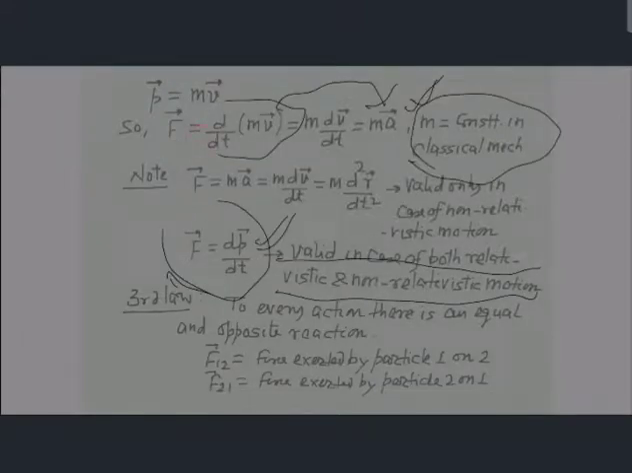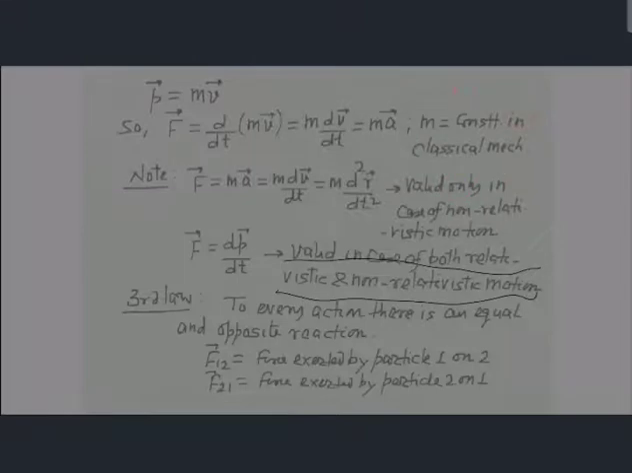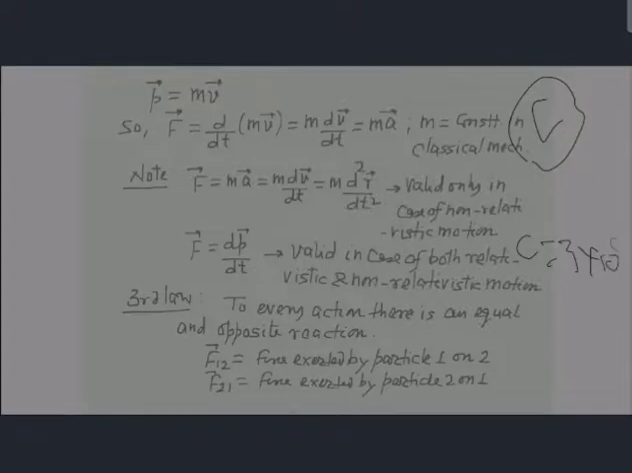What is relativistic motion? Basically, relativistic motion is a motion in which the velocities of the objects are close to the velocity of light. The velocity of light is c, which is 3 into 10 to the power 8 meter per second.